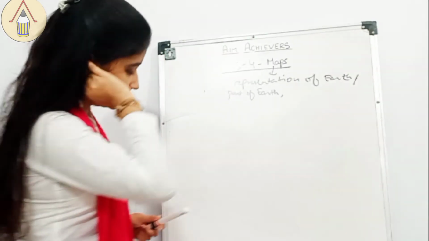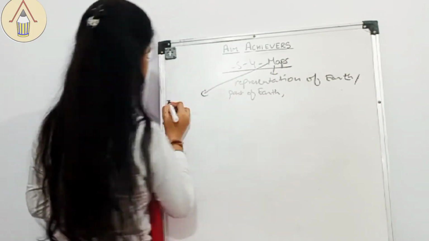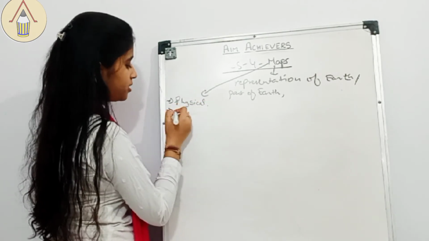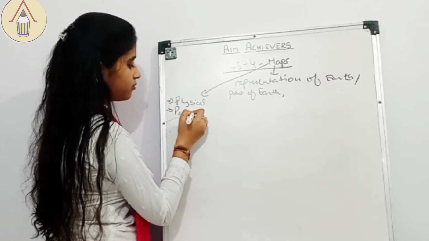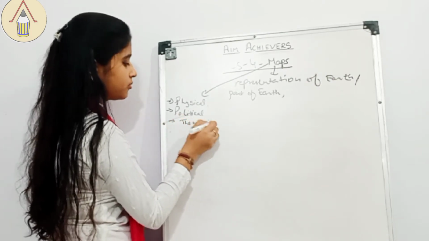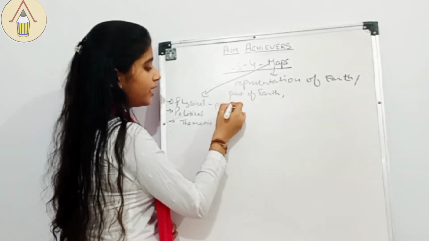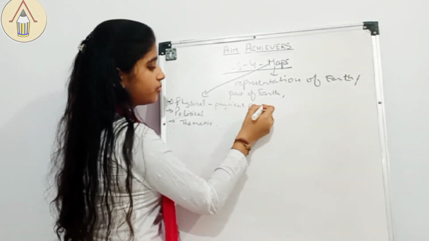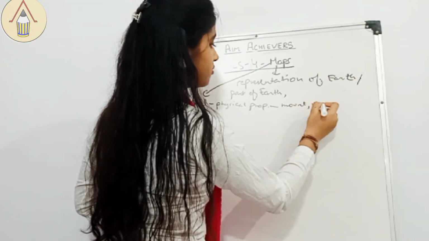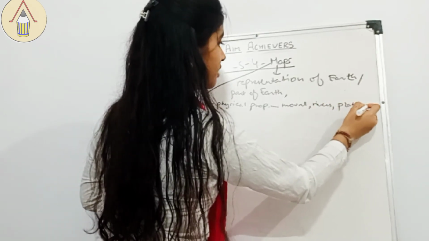Okay. Now there are mainly three types of maps. First is physical, second is political, and third is thematic. Physical talks about the physical properties of Earth, like mountains, rivers, plateaus, lakes, etc.